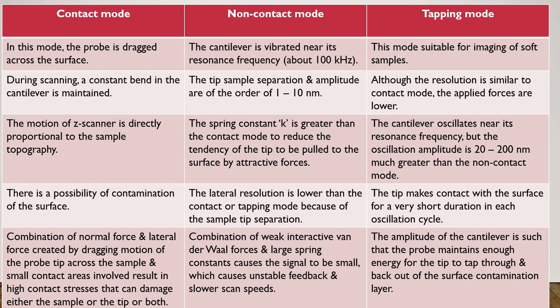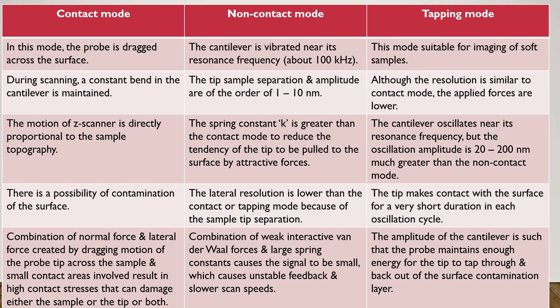The cantilever is vibrated near its resonance frequency, about 100 kHz. The tip sample separation and amplitude are of the order of 1 to 10 nanometers. The tip oscillates just above the surface contamination layer. The resonance frequency and amplitude of the oscillating cantilever change as it approaches the surface due to interactions with weak long-range forces, thus essentially imaging the surface. Either the amplitude or the resonance frequency is maintained constant through the feedback loop and the scanner. The motion of the scanner is used to generate the topographic image.